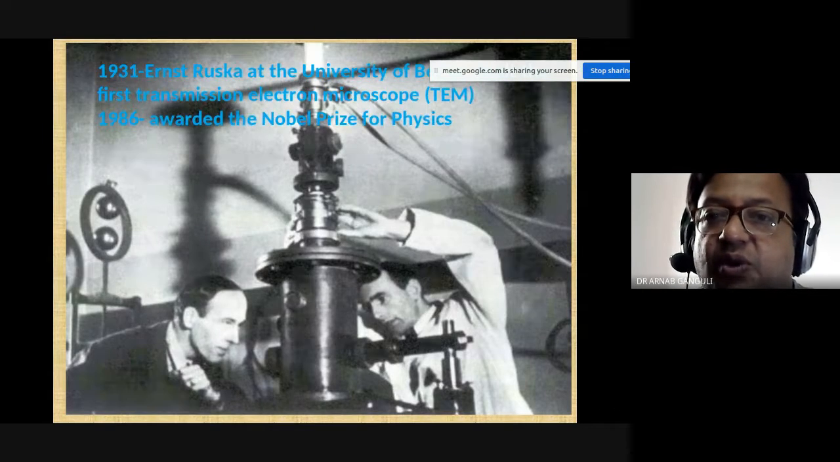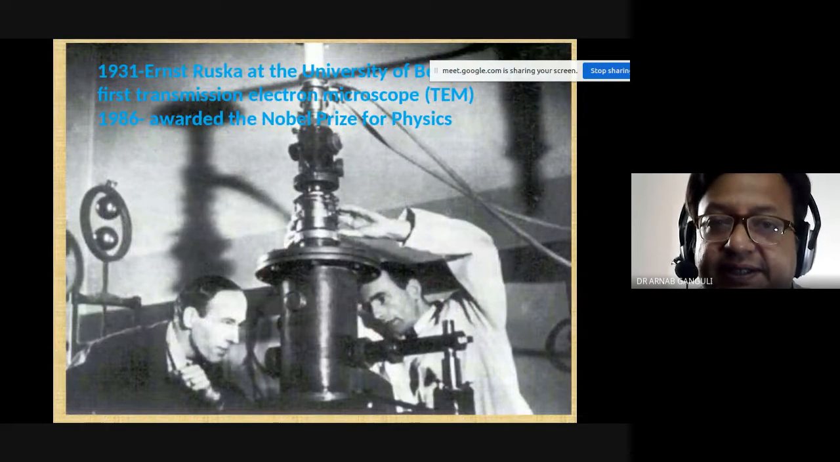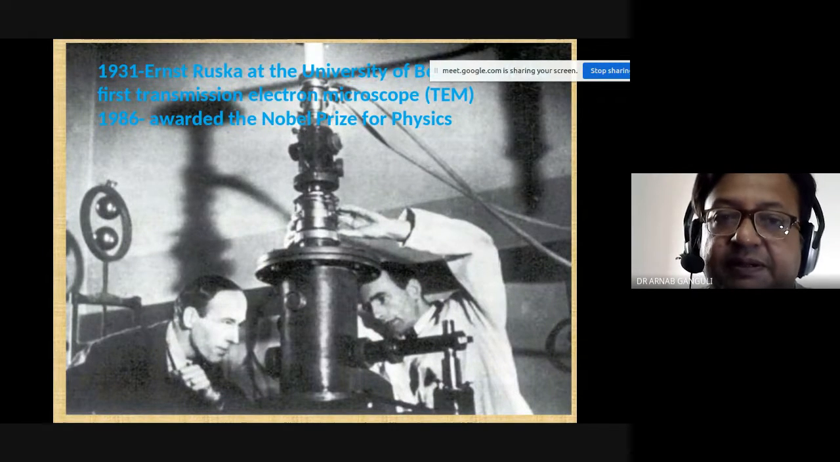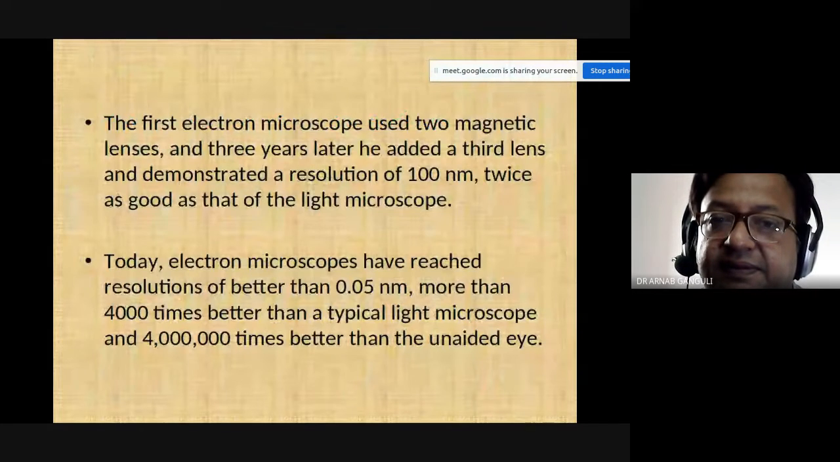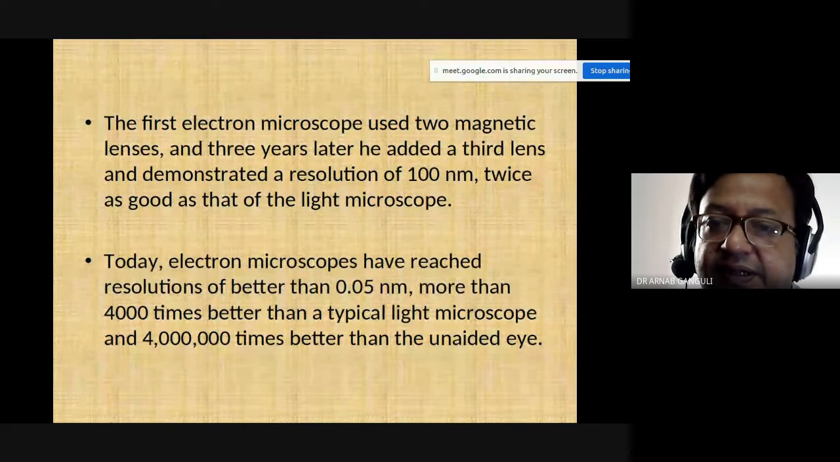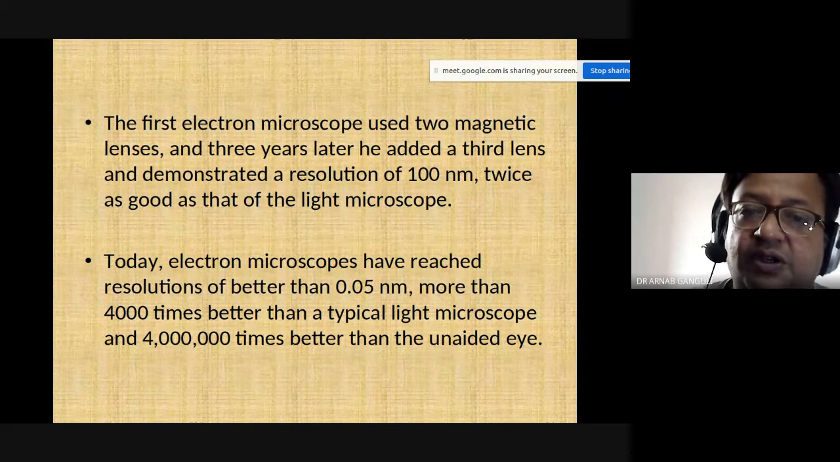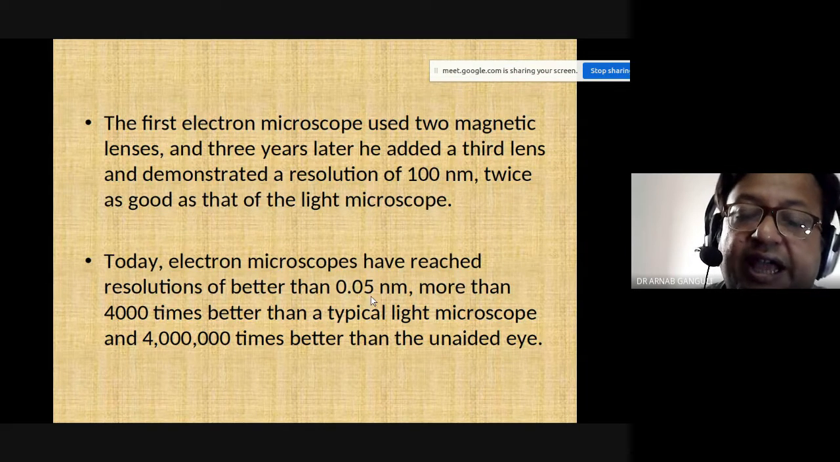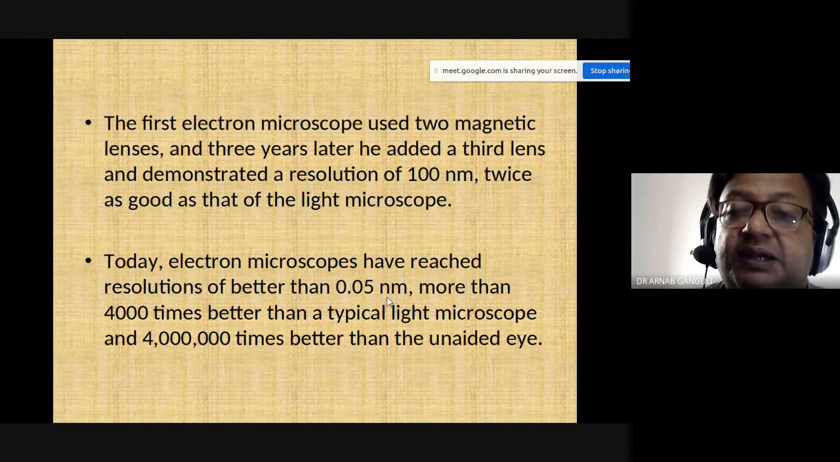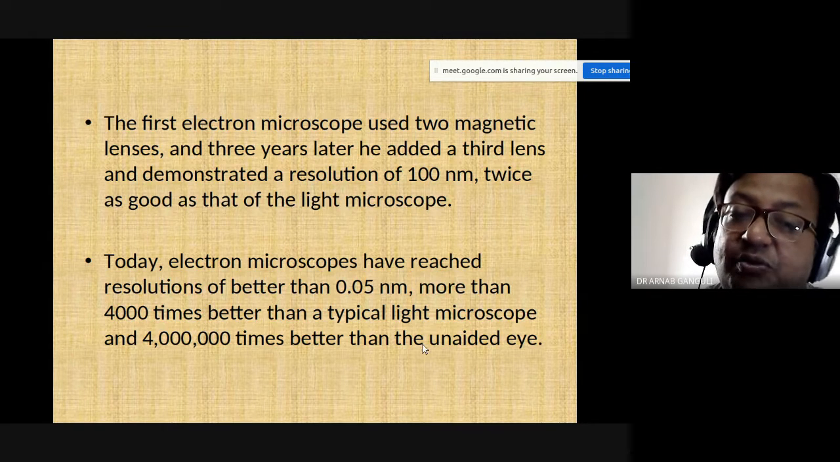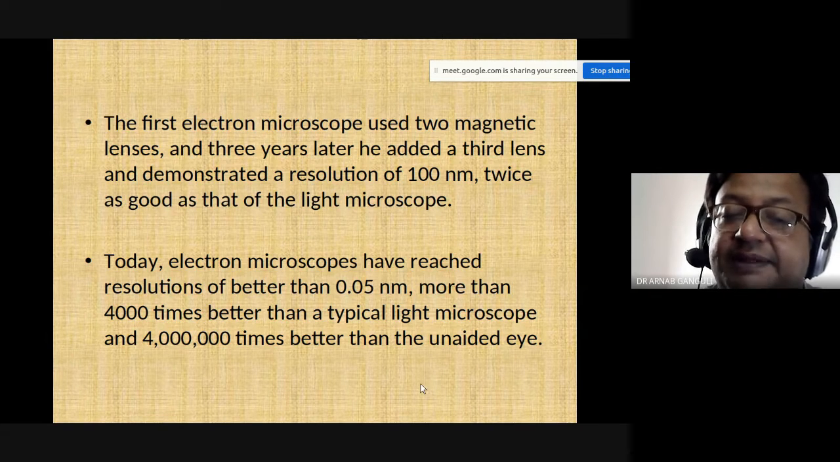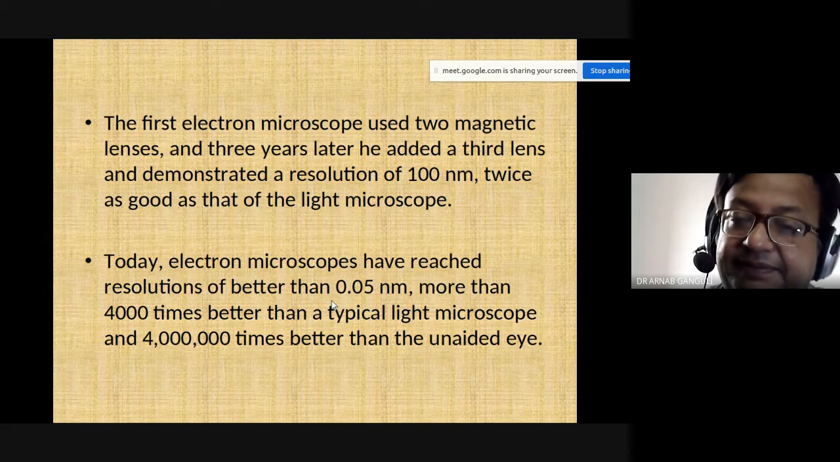Ruska was awarded the Nobel Prize for electron microscopy. Today electron microscopes have a resolution better than 0.05 nanometer. From 100 nanometers to 0.05, you are going about 4000 times better than a typical light microscope, and so many times better than the unaided eye.